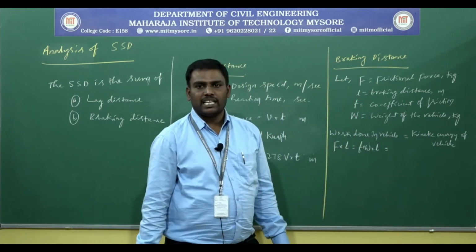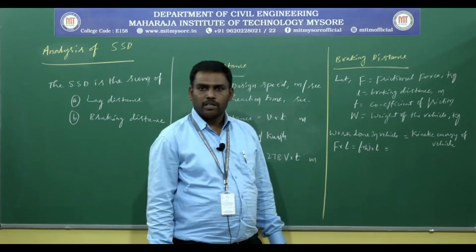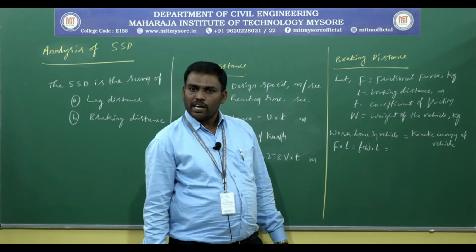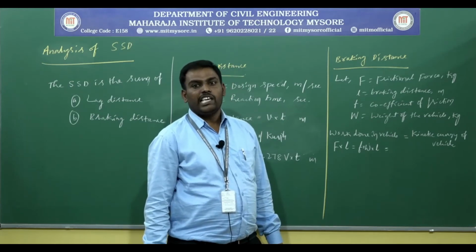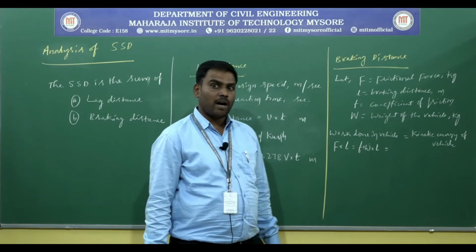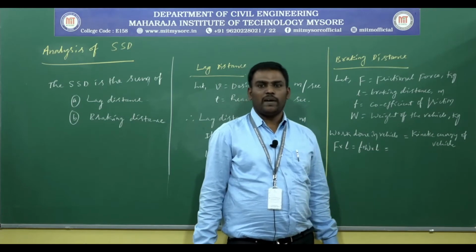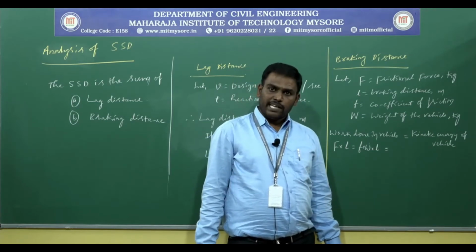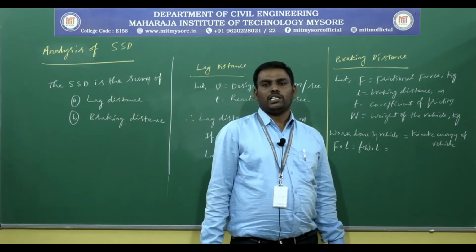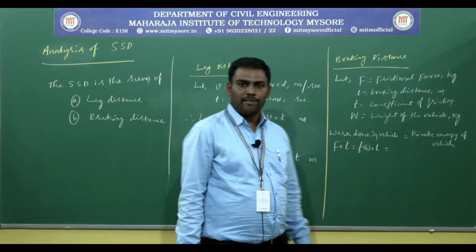We know that the kinetic energy is equal to half m v square, where m is the mass of the vehicle. Then m is equal to W by g, that is, weight divided by acceleration due to gravity.